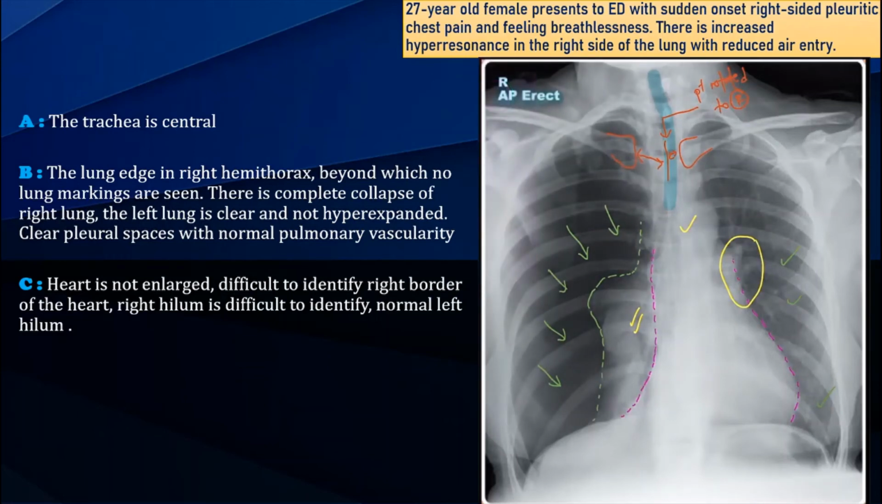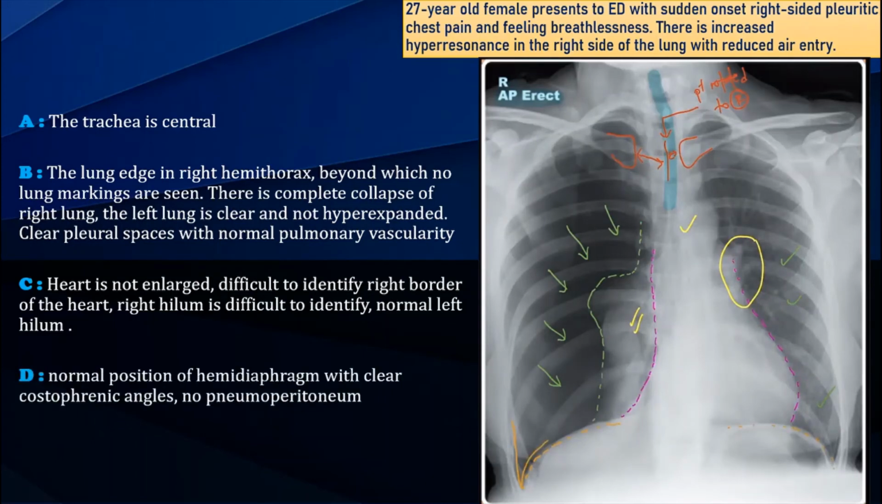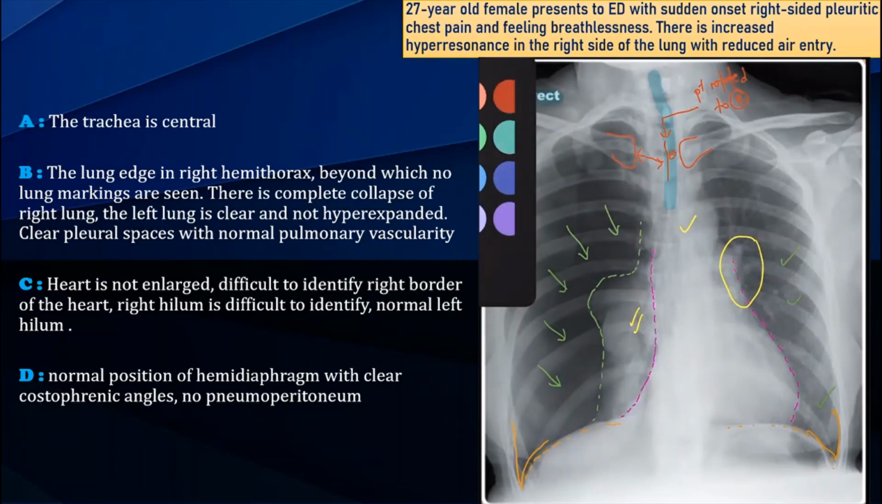D is diaphragm. So let's draw the hemidiaphragms here. I can see both clear hemidiaphragms, and the costophrenic angles are clear as well. It's not bad. Both are clearly seen. It's not blunted at all. And then there is no air under diaphragm as well.